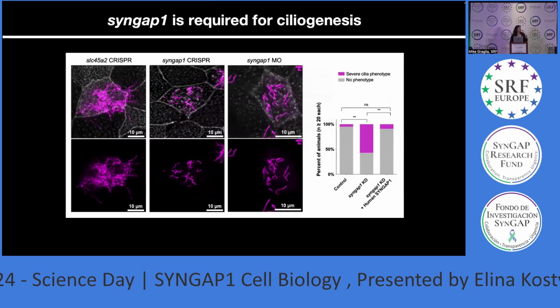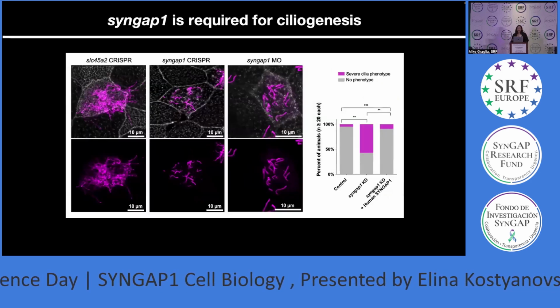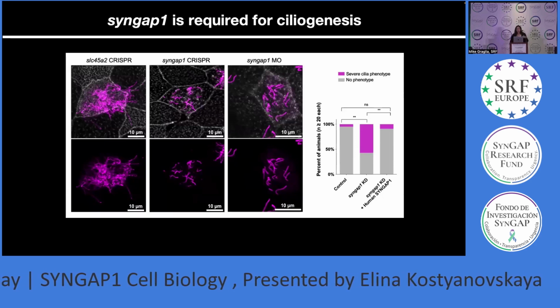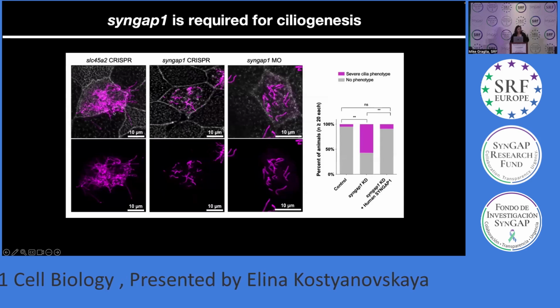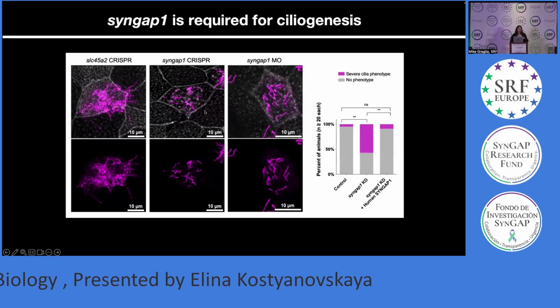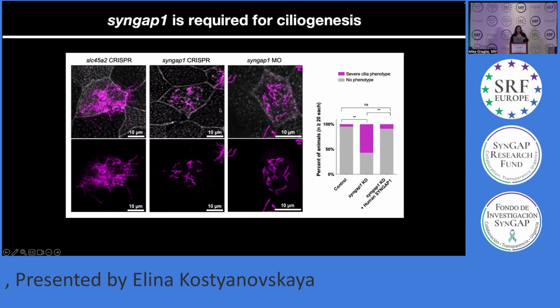So to get at this, I knocked down SYNGAP1 two ways, one with CRISPR-Cas9 and one with morpholino, and you observed cilia defects. So the way that you can see that here is you have these sort of long cilia in magenta, but in a SYNGAP1 knockdown, either by CRISPR or morpholino, you can see this sort of loss of cilia and the uneven spacing. And so these cilia defects that we actually quantified can be rescued by reintroducing human SYNGAP1 into these knockdown Xenopus models.